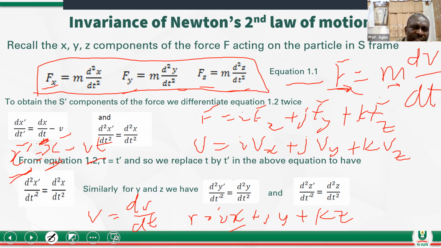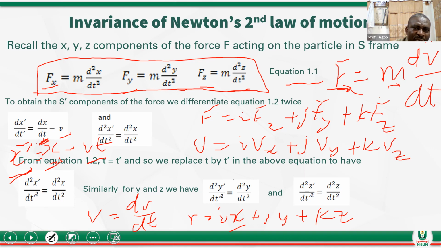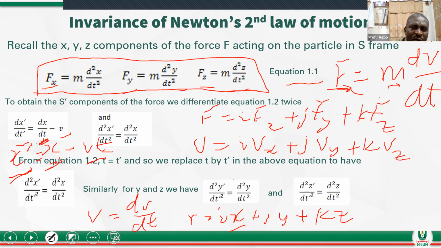Again, we differentiate it a second time. That will be d squared x prime over dt prime squared, and that is equal to d squared x over dt squared. Why did we leave out the t prime? Remember that from our equation 1.2, t is equal to t prime, and so dt is equal to dt prime. So the dt prime here will be replaced by dt.